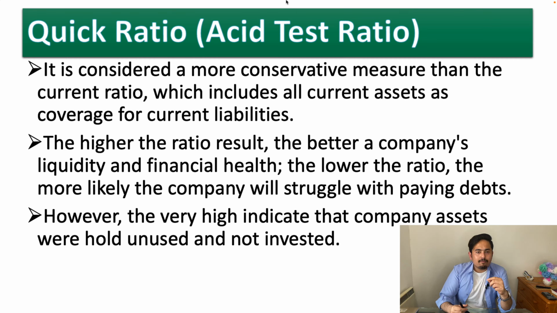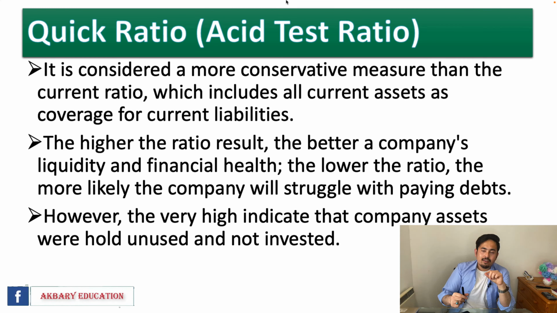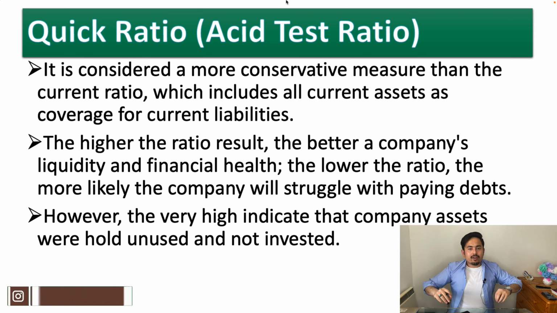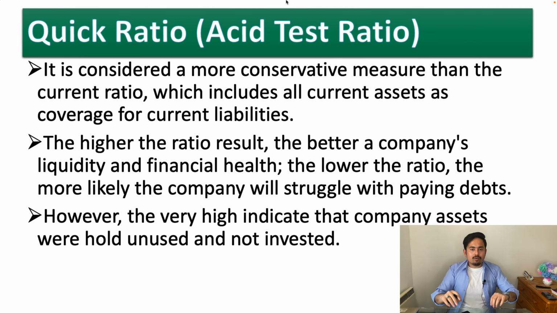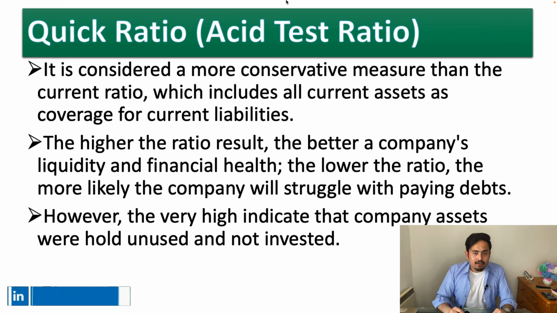If it reached 0.5, it means they have 50 cents of current asset, the most liquid asset, to cover its short-term obligations. So this is how we are considered. The higher the better, the lower is the weak position of the company.